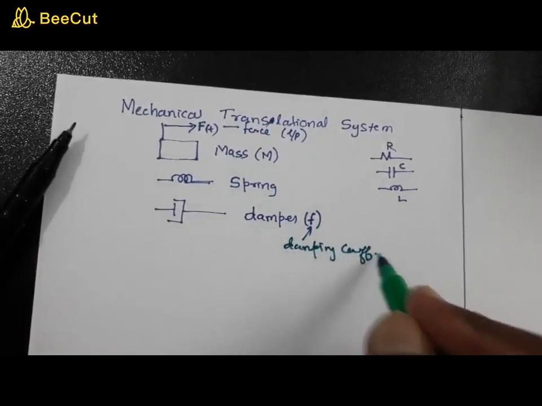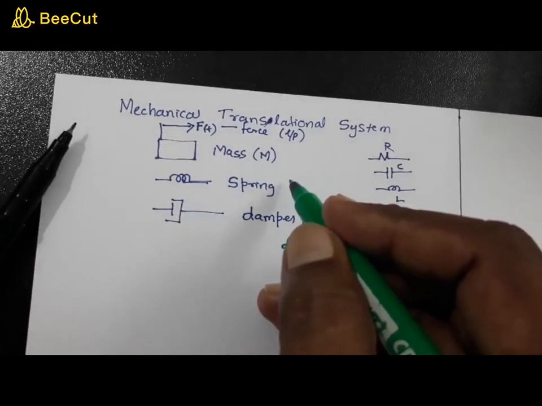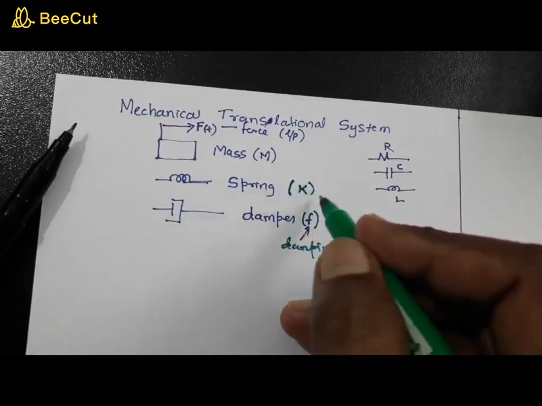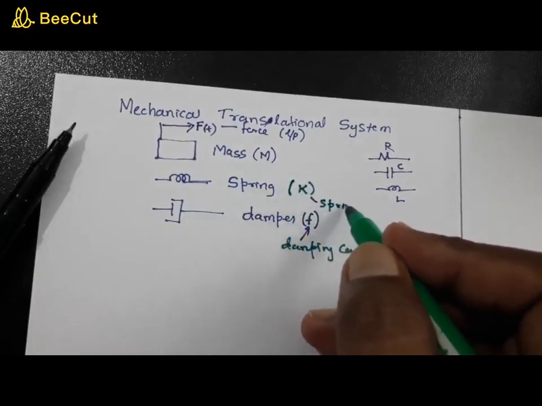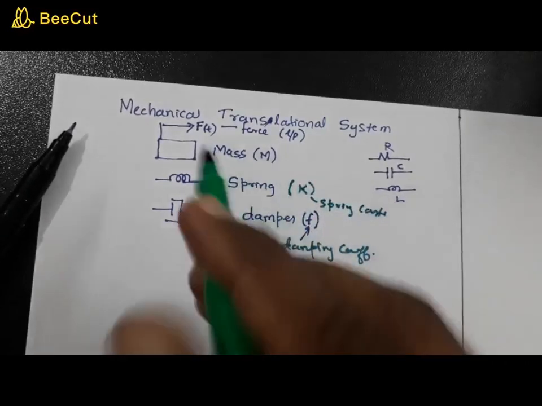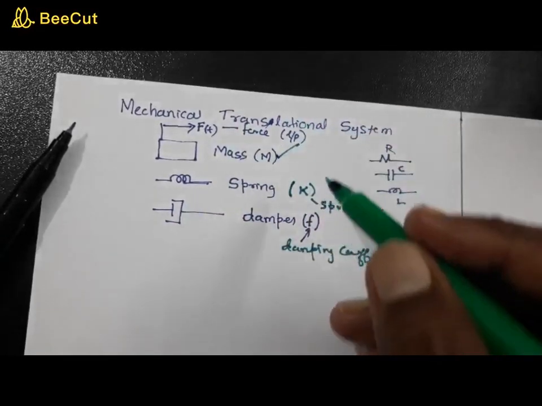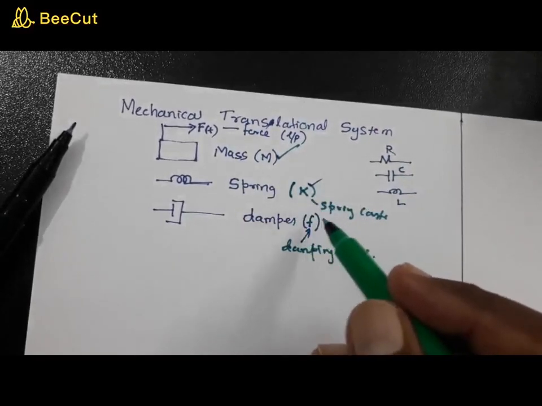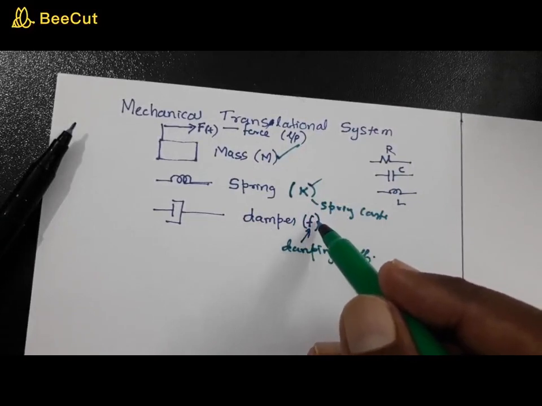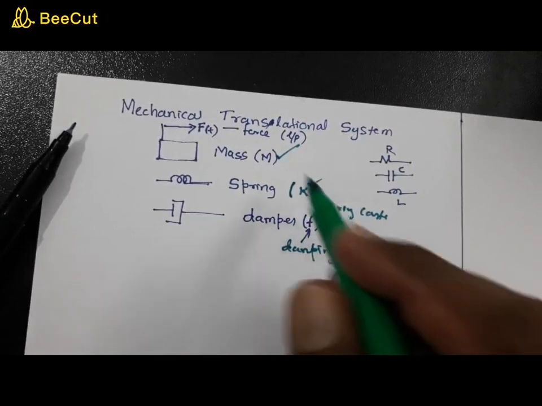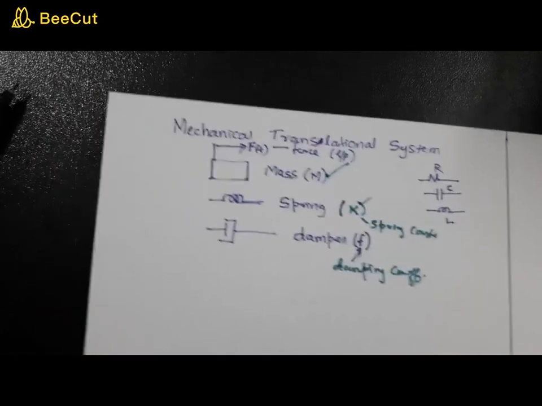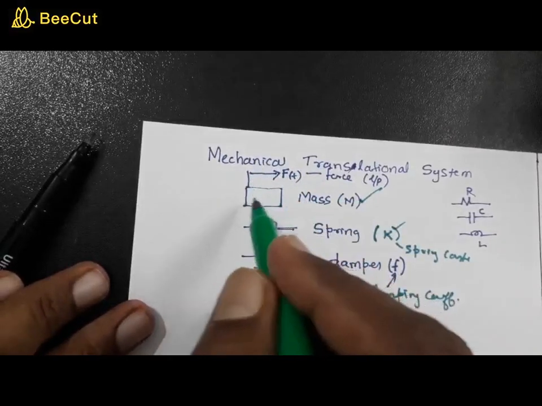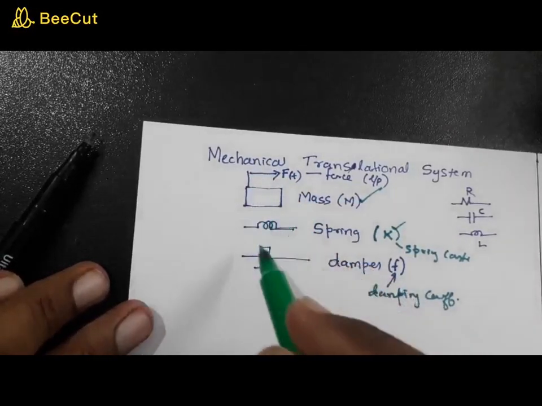Now in the case of the spring, you have another constant which is represented by k, which is called the spring constant. So the mass is represented by capital M. The spring is represented by its constant called the spring constant k, and the damper is represented by its coefficient called the damping coefficient f. So all these are constants.